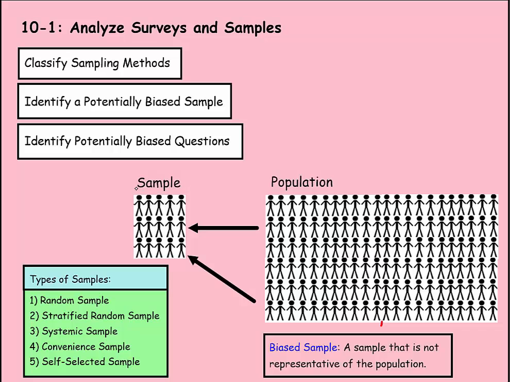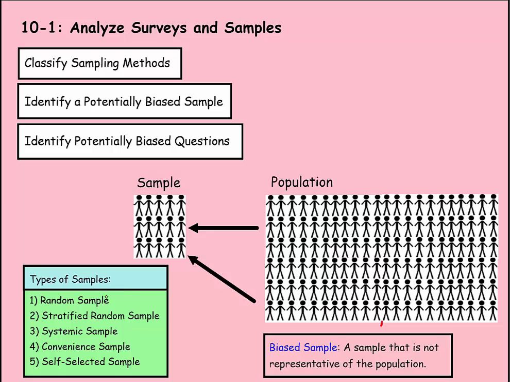Samples are supposed to represent the entire population. And we know that there are some good samples and some bad samples. The vocab word I want you to learn today is a biased sample. A biased sample is a sample that is not representative of the population. We're going to go through some types of samples today, and some of these are going to be more likely to be biased, and some less likely to be biased.